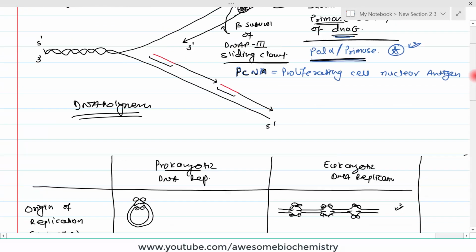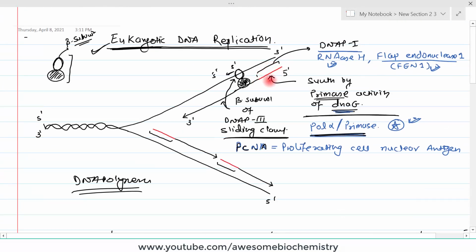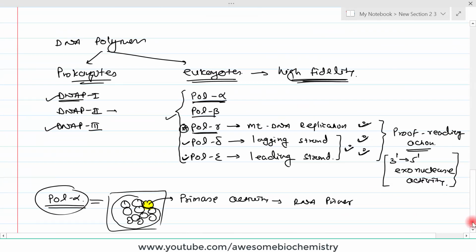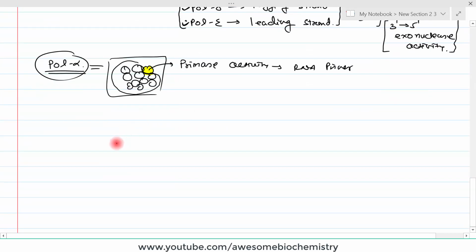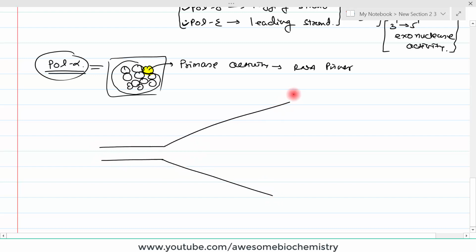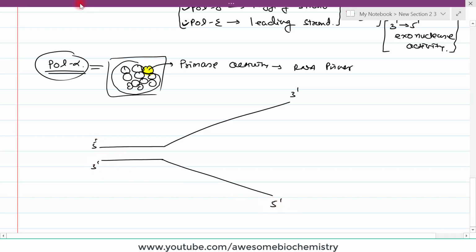In case of prokaryote, it was straightforward that this red part, this RNA part, is synthesized by one different enzyme, and then this black part, that is DNA, is synthesized by something different. But in case of eukaryotes, it is very interesting. Suppose this is the replication fork. This is 3' to 5' and this is in the reverse.